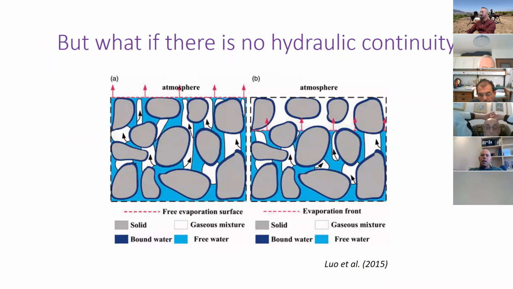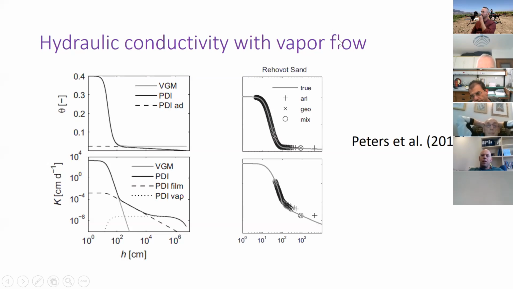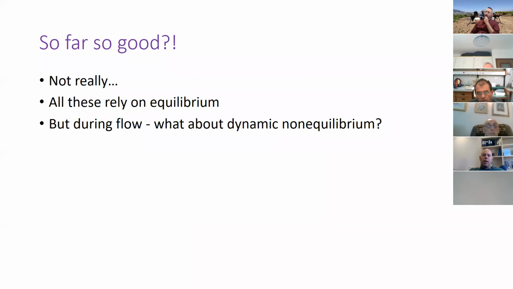But the question is, what if there's no hydraulic continuity? This can be used even to extend the hydraulic conductivity with a vapor flow. So basically we can get a continuous hydraulic conductivity function, including liquid flow and vapor flow. And this essentially can solve our problem of modeling water flow continuously from a saturated water content to a 0 water content. Well, that would be nice, but all these functions rely on equilibrium. And now I want to talk a little bit about dynamic non-equilibrium and why that gives us a problem when we deal with evaporation.